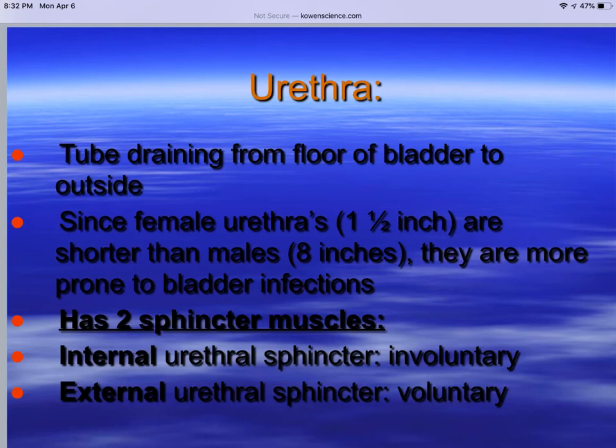It has two sphincter muscles. The internal urethral sphincter muscle, which is involuntary, is the one that signals that you need to go to the restroom. The external urethral sphincter is the one that you control. So when you say that you're holding it and you need to run to the restroom, this is the one that's under your voluntary control.